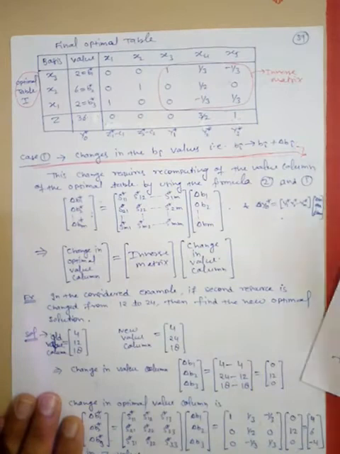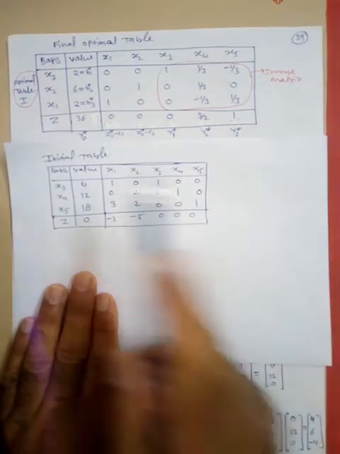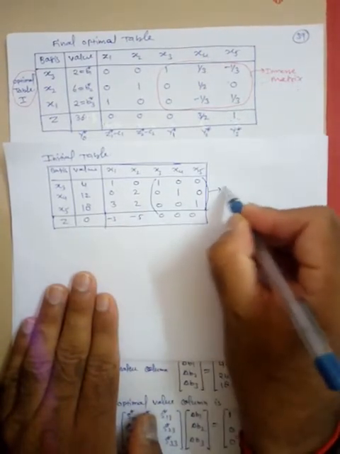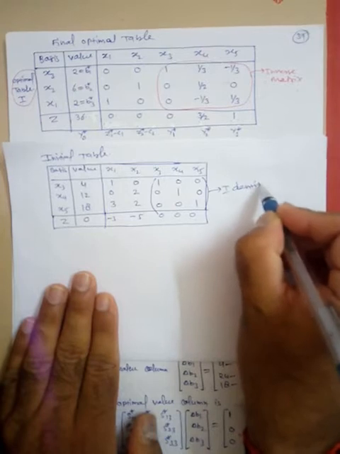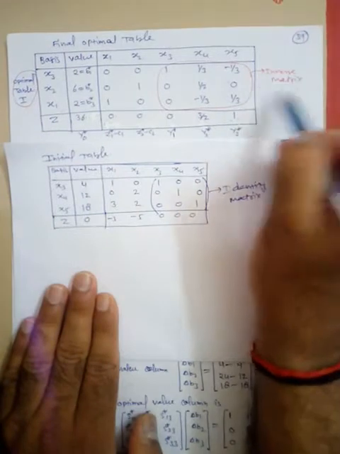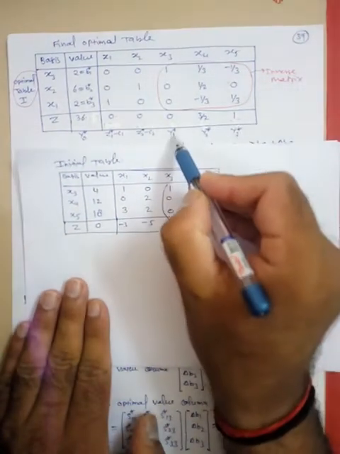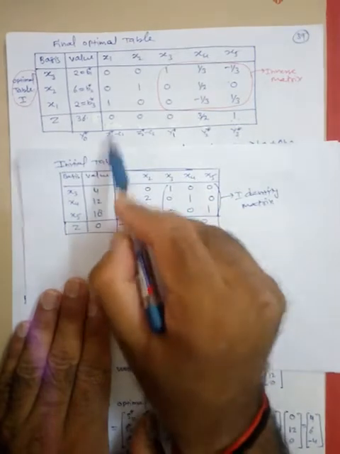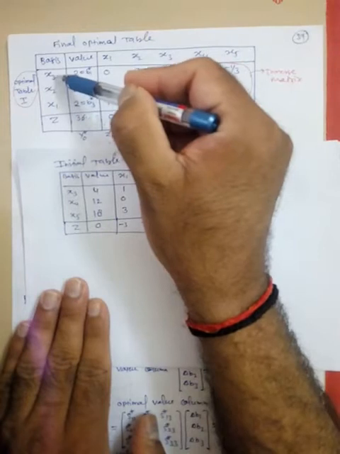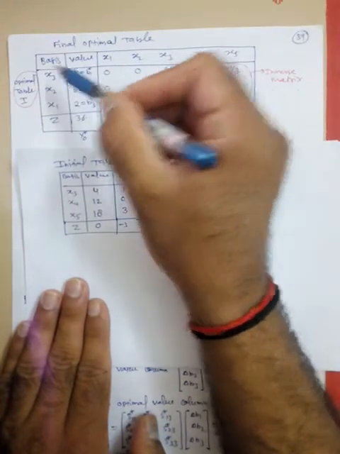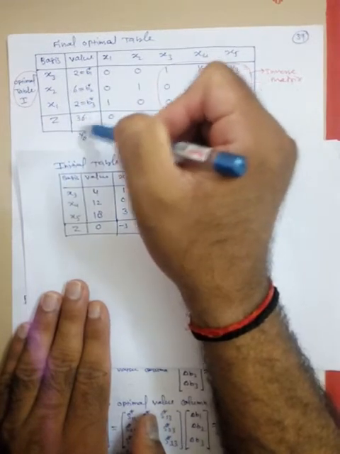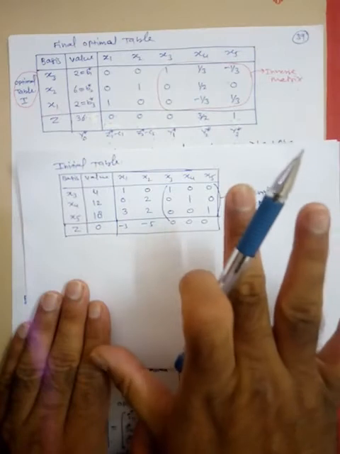If you compare the initial table and the final table, this is the identity matrix, and corresponding to this we get this inverse matrix. These are your y1 star, y2 star, y3 star, z1 star minus c1, z2 star minus c2. These are your b1, b2, b3, and these are xb1, xb2, xb3. This is your y0 star, which is 36. So this is the relationship.